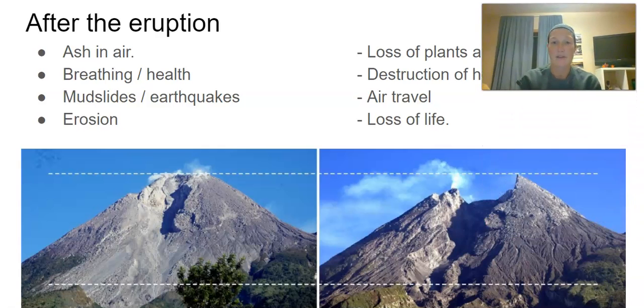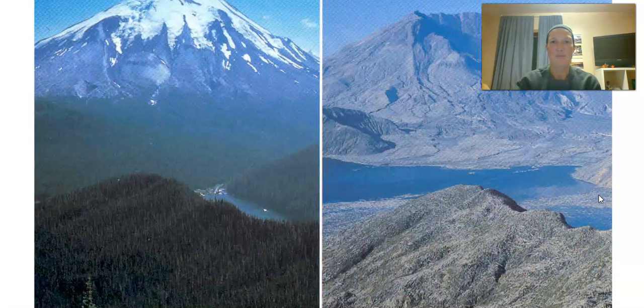So here we have a photo of before the eruption and then after the eruption. So we can see how much erosion happened between the mountains. It literally blew its top. So kind of crazy to see the differences between those two photos.